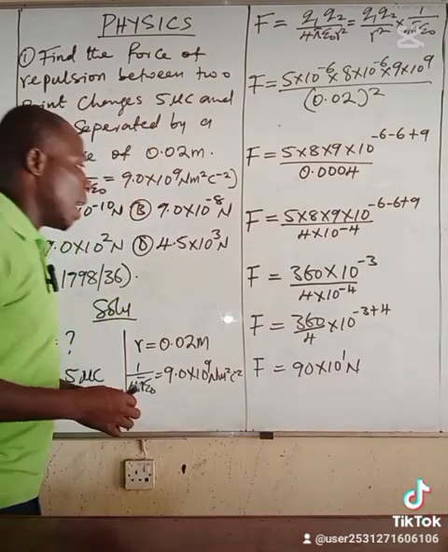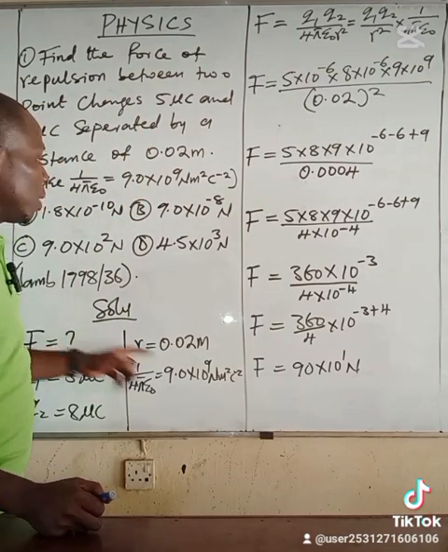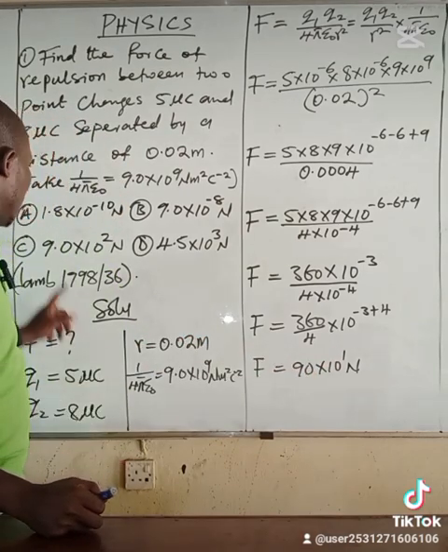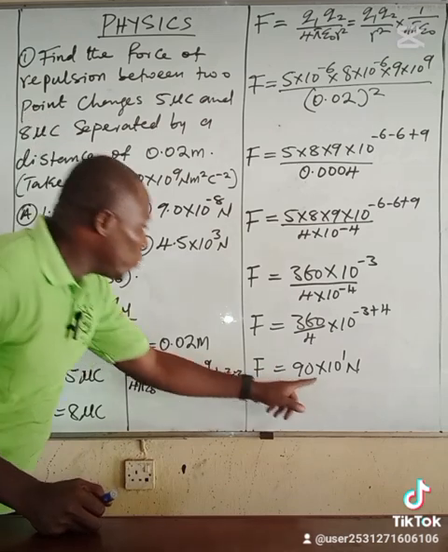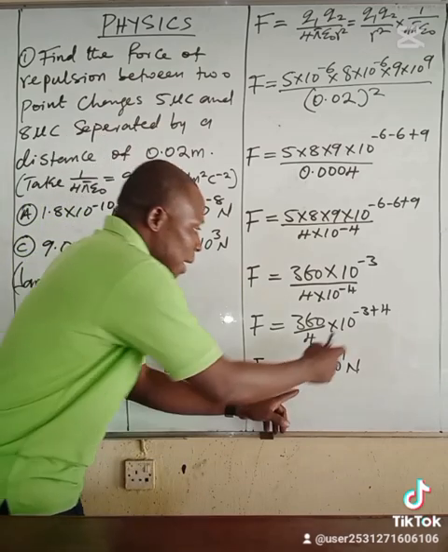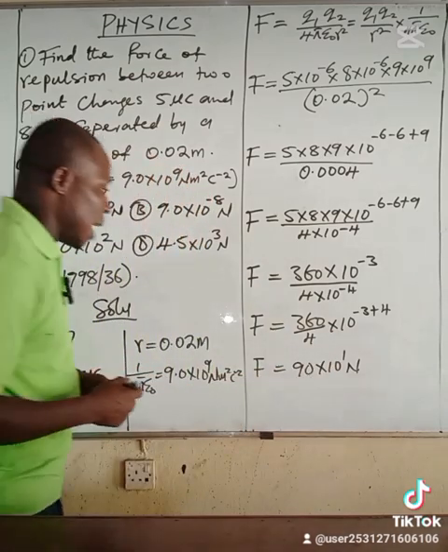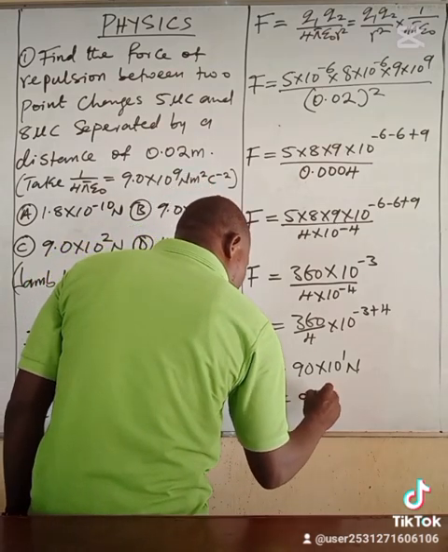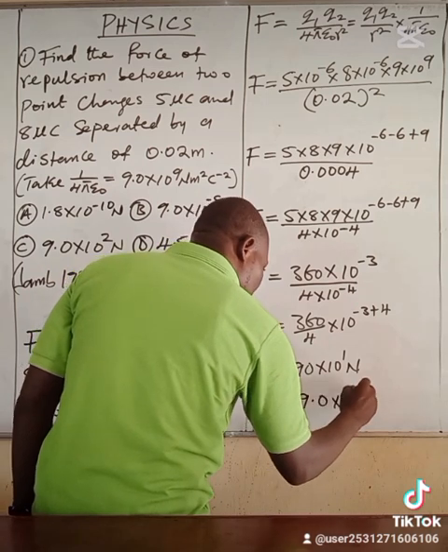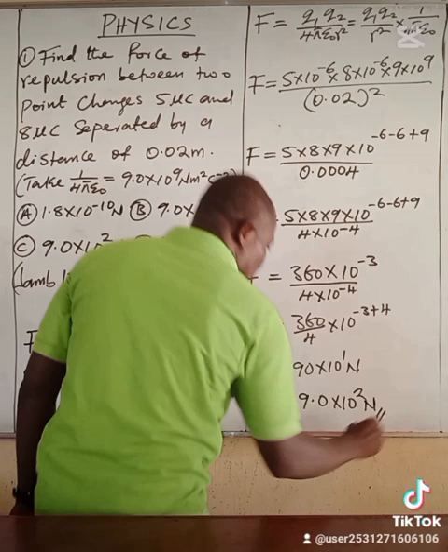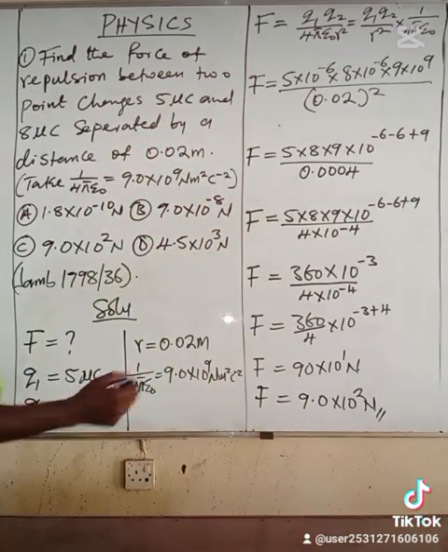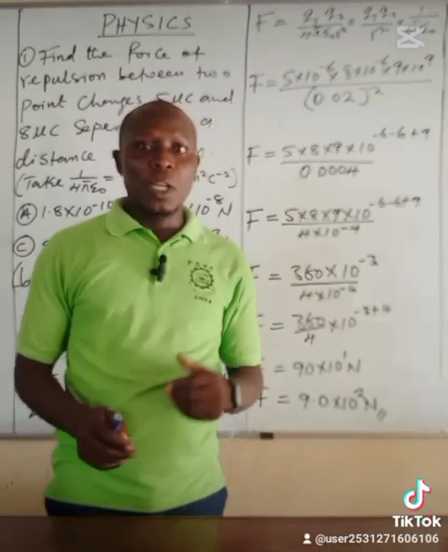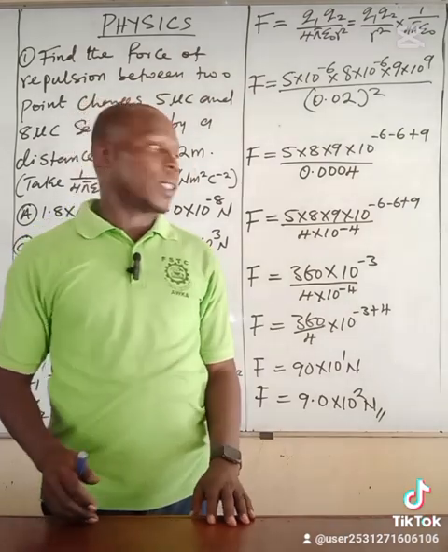But looking at the options, we don't have any option with 10 raised to the power 1. So what do we do? We know that if we move one place to the left, we add 1 to the power, and so we are going to arrive at one of the options, so that we say F is equal to 9.0 times 10 raised to the power 2 Newton. So that is our answer, and so the correct option here is C. Thank you. So we are going to quickly move into the second question.